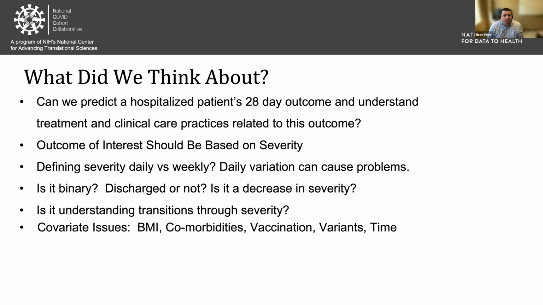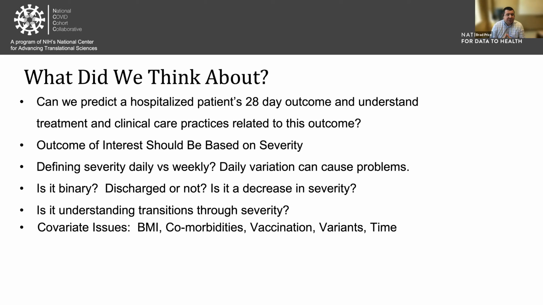Now, this comes down to an outcome as well. So in machine learning, we're going to try and predict an outcome. One of the ways I tell people to think about machine learning from a very low level perspective is it's a predictive model. We're trying to predict an outcome. So for us to do that, we've said the outcome should be based on severity, but should it be the severity itself? Or is it binary? Is it a patient was discharged or not? Is it a decrease in severity?